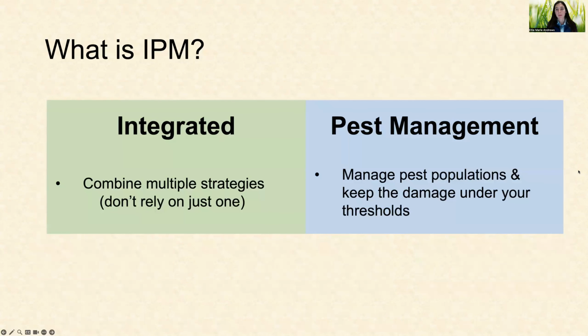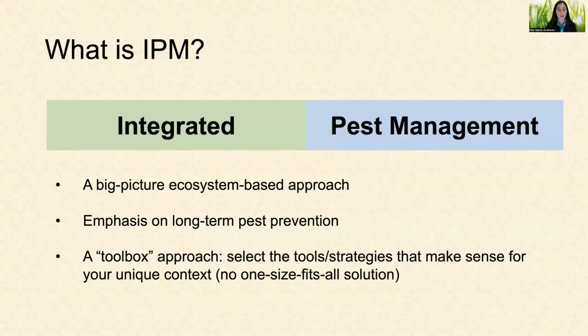So then what is IPM? IPM stands for Integrated Pest Management, as I mentioned. It's integrated because we combine multiple strategies together and we're not going to rely on just one strategy or one tactic. The goal here really is to manage pest populations and keep the damage under your threshold. For a backyard grower, or the folks that you're talking with, that might be different depending on different people's goals. But the point is that we want to keep it under whatever threshold meets your goals.